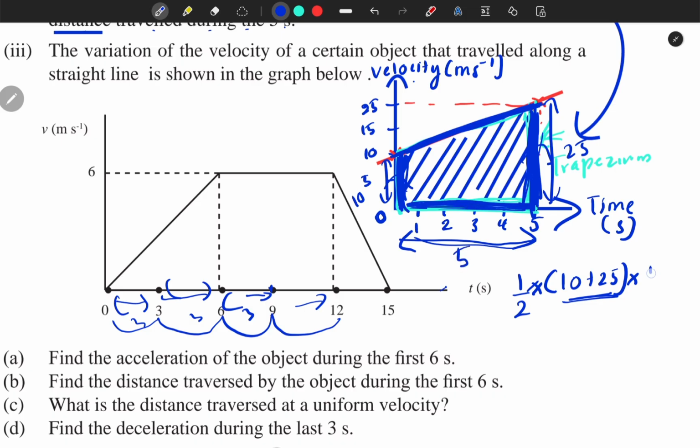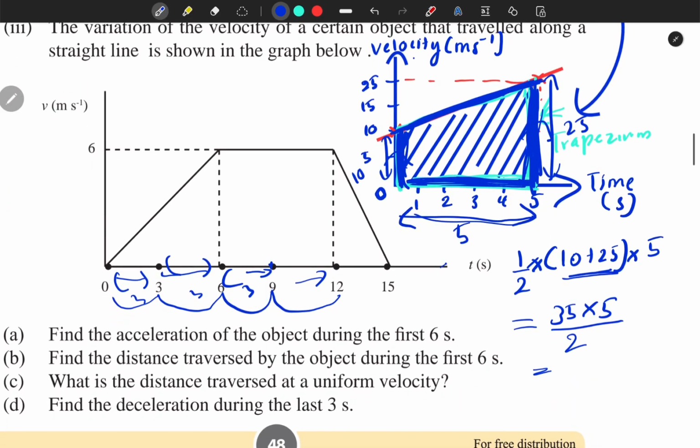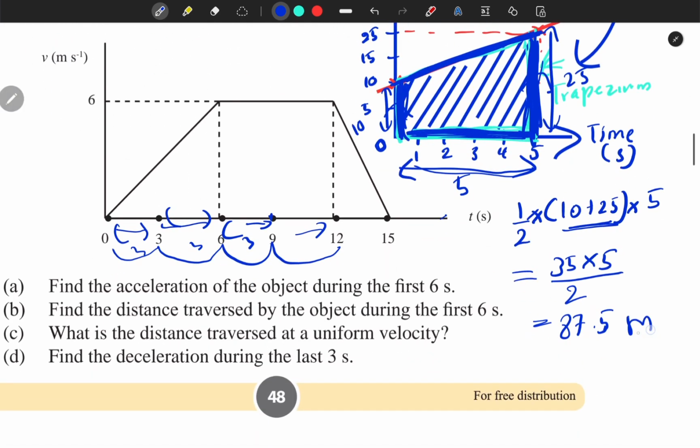It is 5, right? So 10 plus 25 is what? 35 into 5 divided by 2. So the answer is coming. This is 87.5. Then the next question is, this is like distance or meters, right?